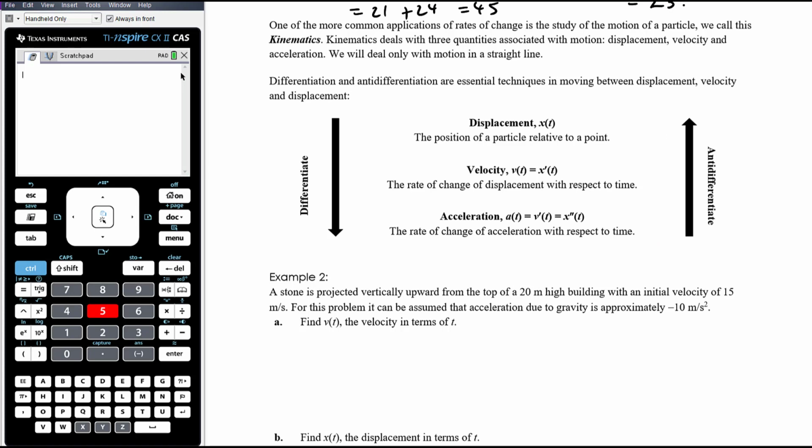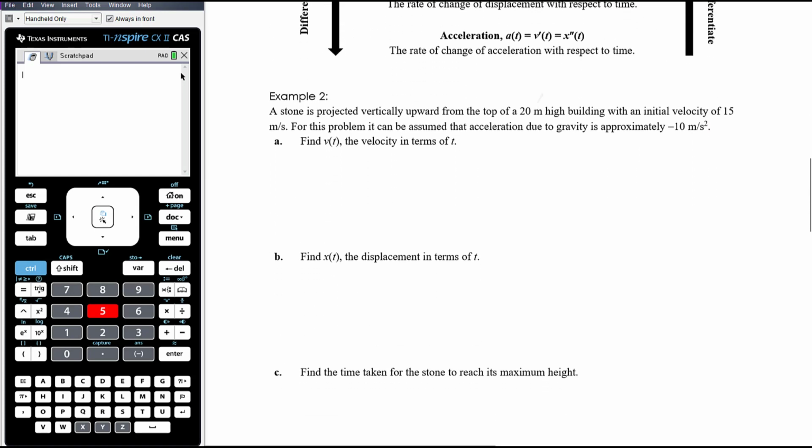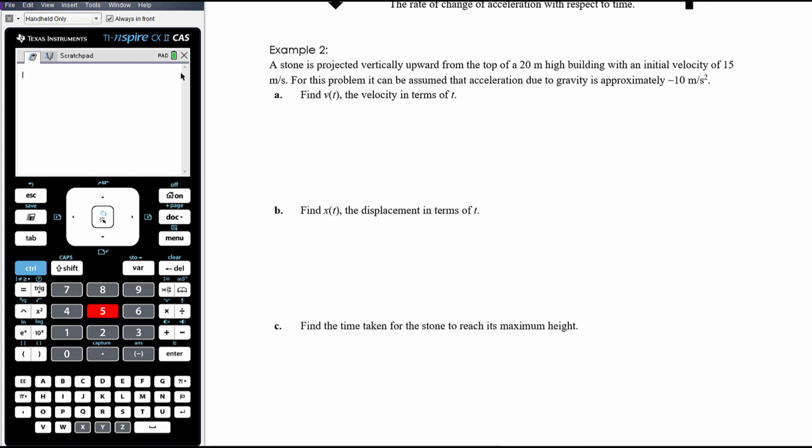Let's have a look at a question. A stone is projected vertically upward from the top of a 20-metre high building with an initial velocity of 15 metres per second. For this problem, it can be assumed that acceleration due to gravity is approximately negative 10 metres per second squared. Now, it's more like negative 9.8 metres per second squared, but just so we can do the maths by hand, we'll stick with negative 10 as an approximation for acceleration.